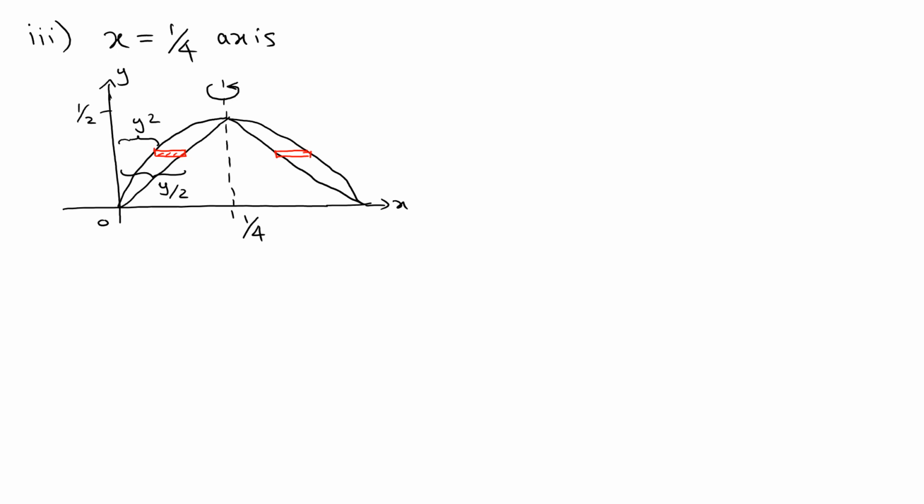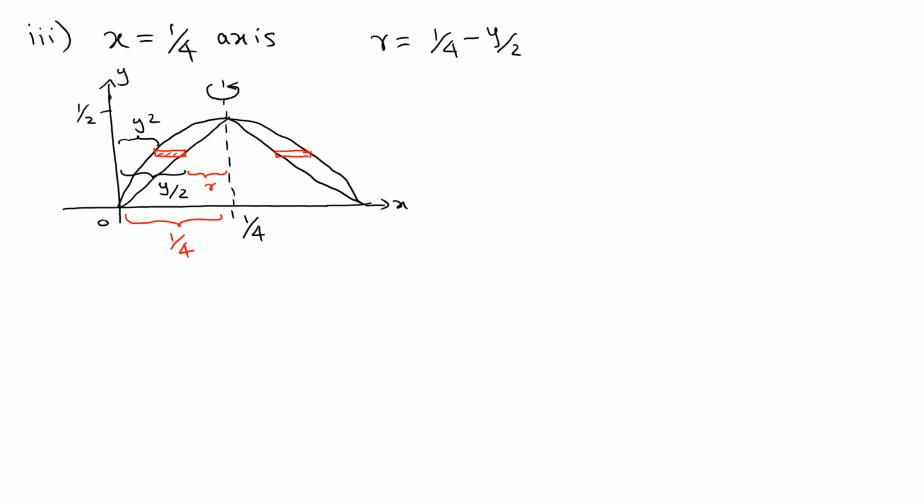So what we need to do is find the radii from the axis of rotation. The axis of rotation is the dashed line. So this is the small r. What is this r? You know this length. This length is 1/4. So the small r is simply going to be 1/4 minus y over 2. From the geometry, it's very clear.